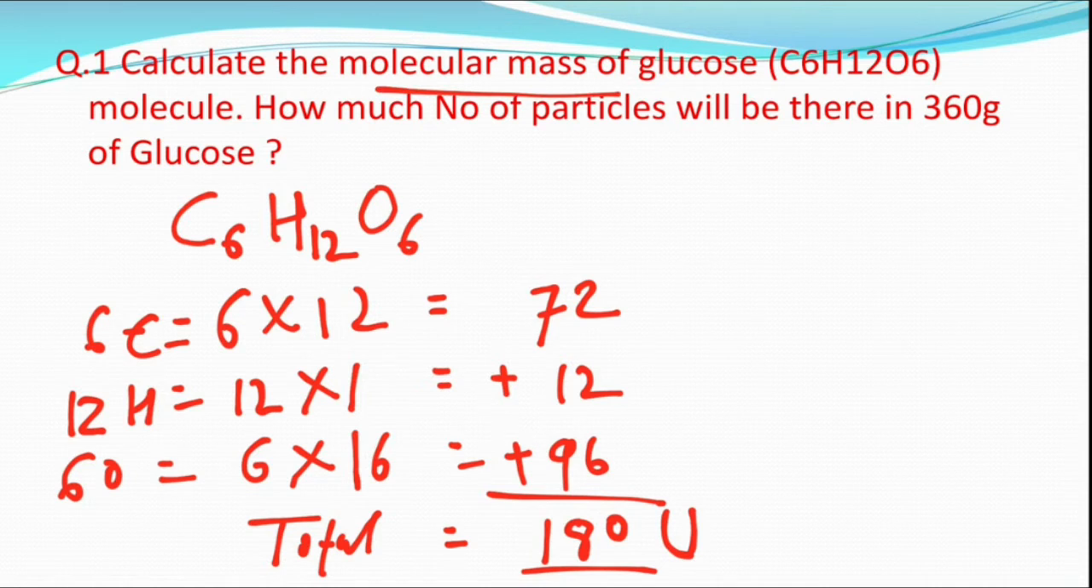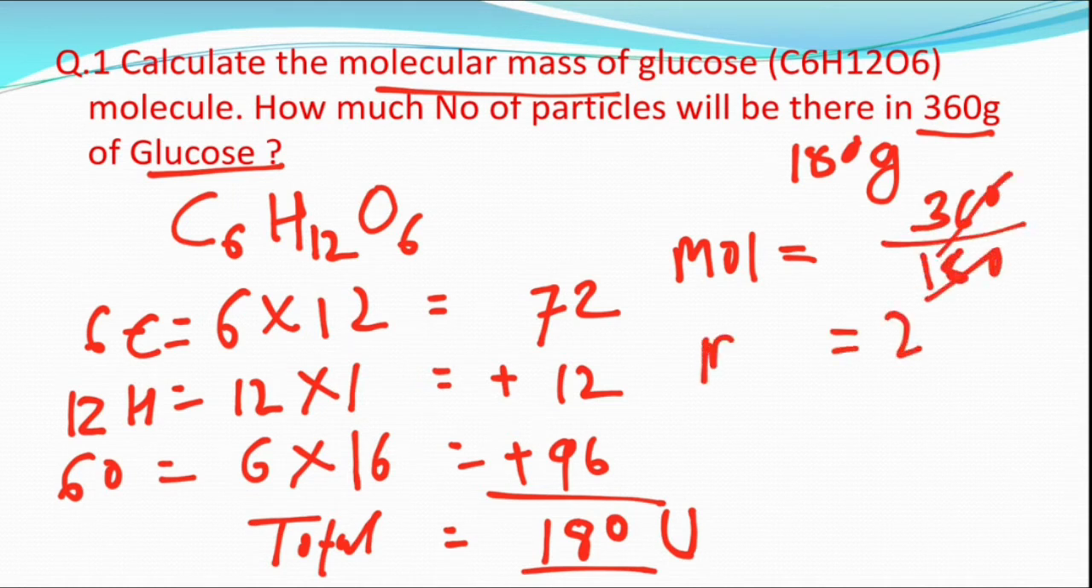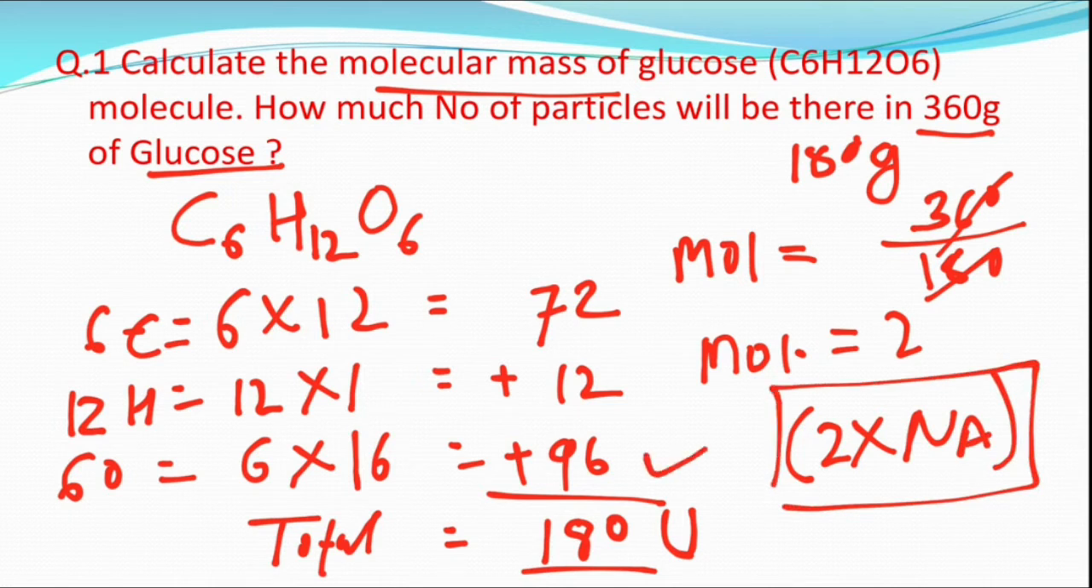Now what is the second part of the question? It's asking how many particles will be there in 360 gram of glucose. So 180 u is the molecular mass, and 180 gram is the molar mass of glucose. What is the number of moles? Number of moles equals given mass, which is 360, divided by molar mass, which is 180. So there are 2 moles, and in 2 moles the number of molecules is 2 into Avogadro number. So this is the answer to both parts of the question.